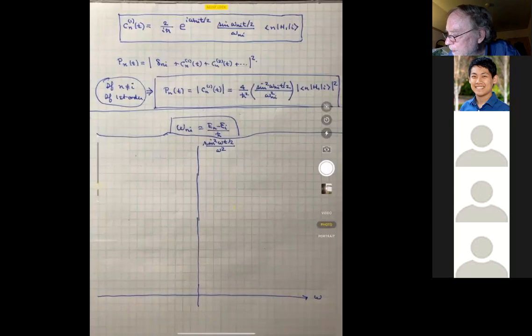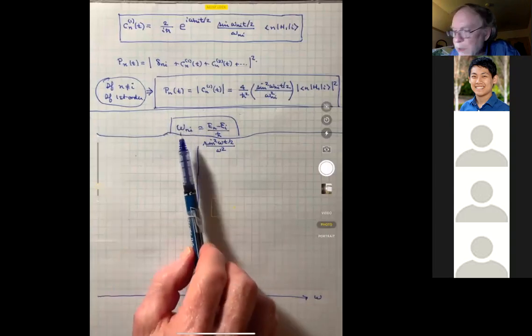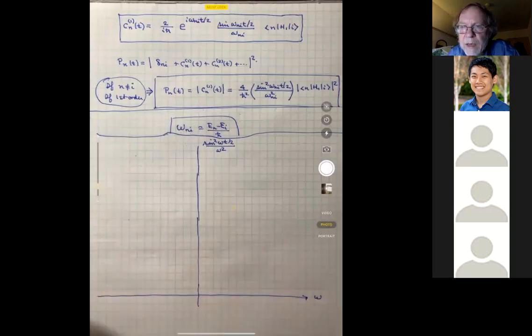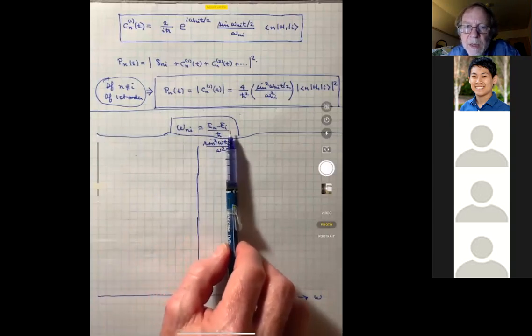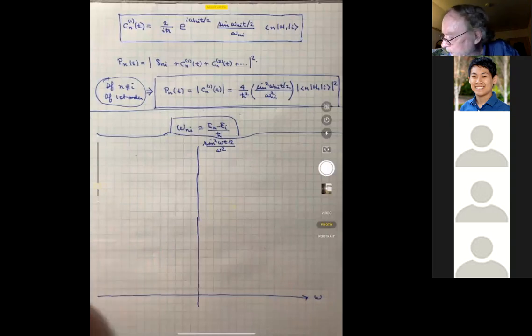In any case, keep in mind that this Einstein frequency is a measure of, in effect, how much energy is not conserved on going from the initial state I to the final state N. So that's the meaning of the omega axis here.